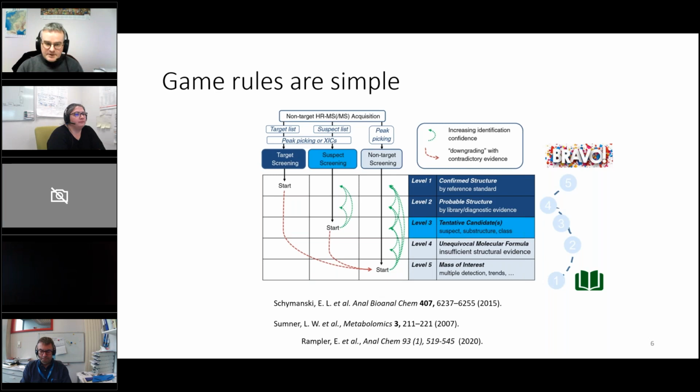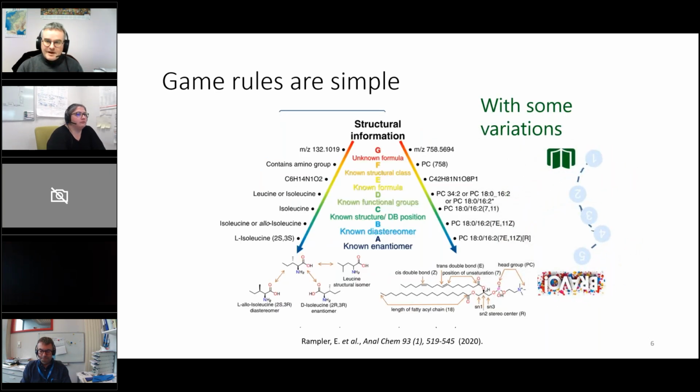And so many articles are talking about those levels, and so the game is known by everyone. And sometimes we have some variations in the rules, so new classifications, but the aim is always the same: to go from just a feature with retention time and m/z exact mass to a confirmed structure, going through different steps. First, giving the name of the species, the elemental formula, and all that.